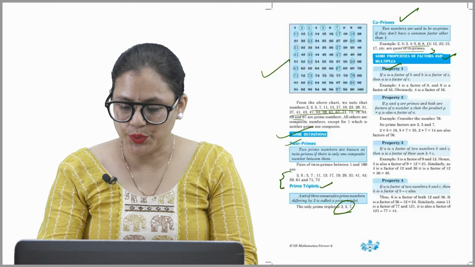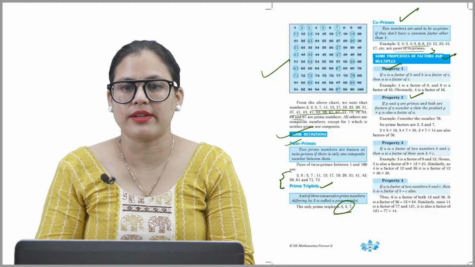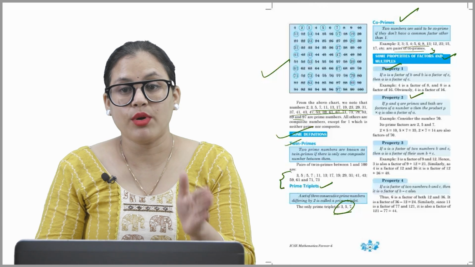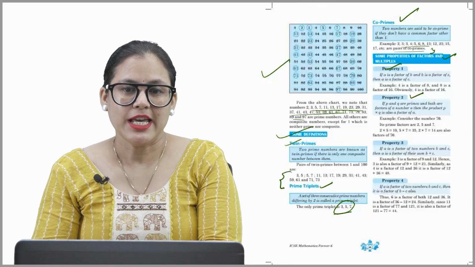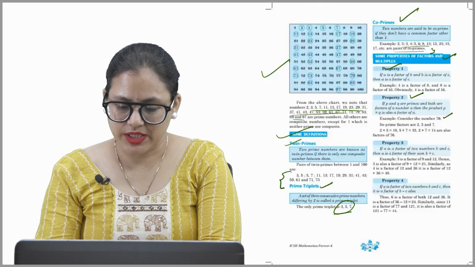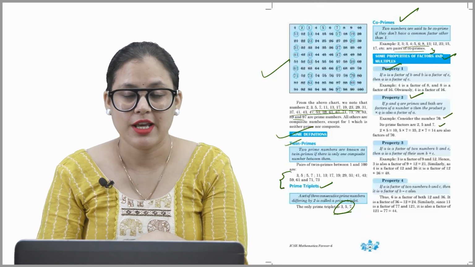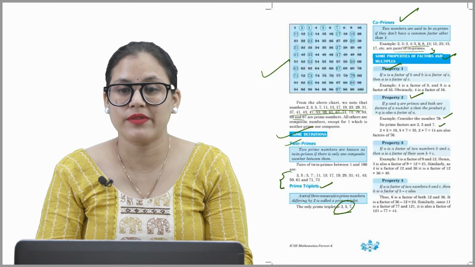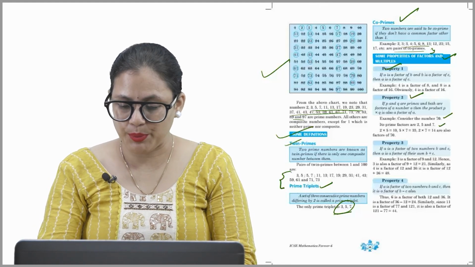Property 2. If P and Q are prime numbers and both are factors of a number A, then the product of P and Q is also a factor of A. For example, take the number 70. Its prime factors are 2, 5 and 7. 2 into 5 is 10, 5 into 7 is 35 and 2 into 7 is 14, which are also factors of 70.